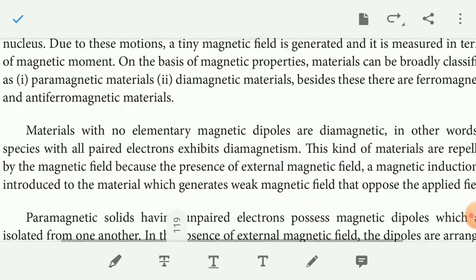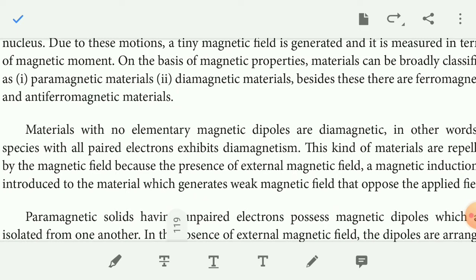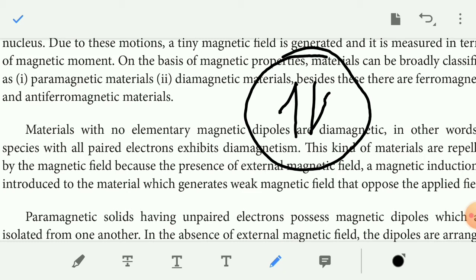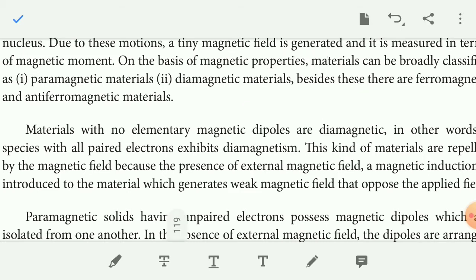Let us see one by one. First, diamagnetic material. What is diamagnetic material? A material that does not have magnetic property is called diamagnetic. Diamagnetic means the electrons are in a paired form. These two electrons have equal and opposite spin, so the magnetic field is nullified. The magnetic moment value is 0, and the net magnetic moment is repelled by an external magnetic field. Paired electrons do not exhibit magnetic properties in diamagnetism.